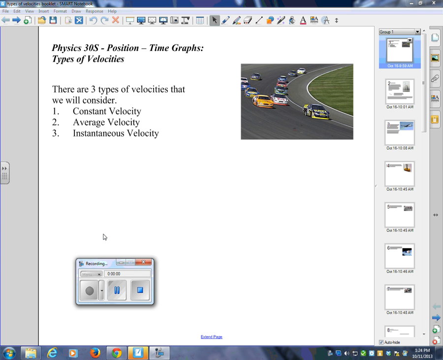We're going to begin by quickly reviewing some of the things we looked at yesterday before we move on. So a reminder, there's three types of velocities that we're going to be considering: constant velocity, average velocity, and instantaneous velocity. Constant velocity, of course, means when the velocity remains the same. An average velocity would be over a particular time interval. Quite likely the velocity would be changing. And instantaneous velocity, of course, is how fast something's traveling at a particular instant, right?